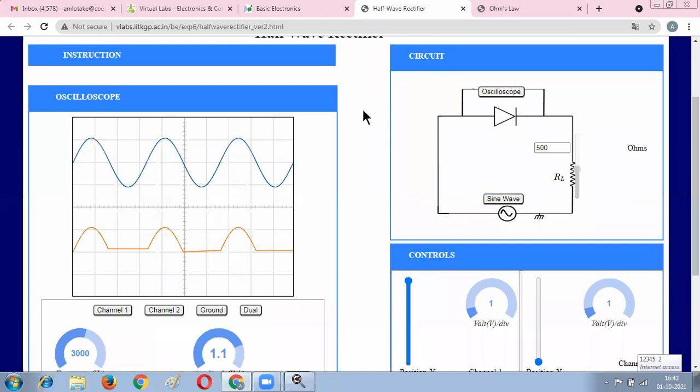Ohm's law I have taken. In the first lecture, we have taken VI characteristics. Ohm's law I have taken, and this is the half-wave rectifier. Any doubt regarding this?